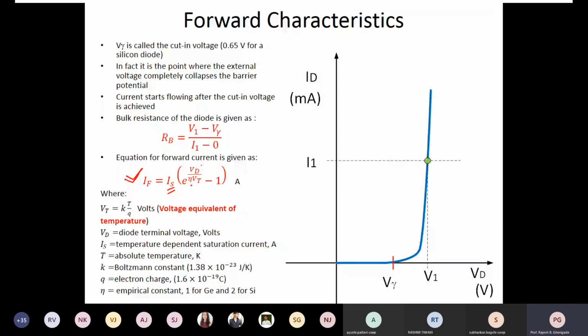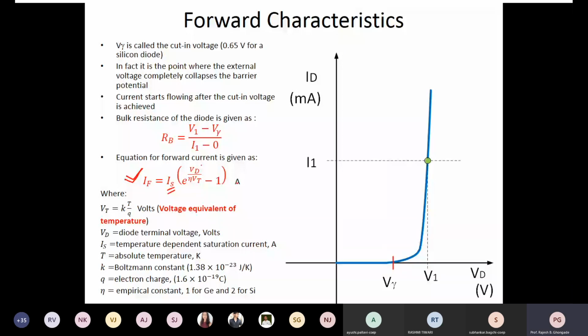Most of the time this is neglected because it is one for germanium and two for silicon, but since it is a constant, it is most of the time neglected, so eta need not be there many times. Vt is the voltage equivalent of temperature. Again, I hope you are revising the concepts and making a note of them in a separate notebook, because this is what we are going to refer to many times.